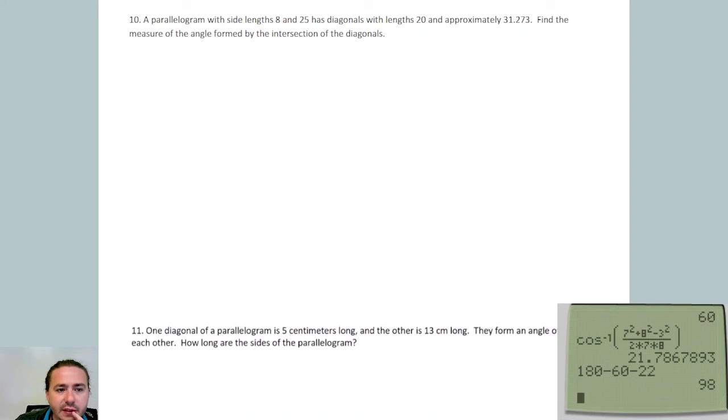All right, so it says a parallelogram with sides 8 and 25 has diagonals with lengths 20 and approximately 31.273. Okay, I'm guessing that's going to be an irrational number, and we're going to have to round that. Find the measure of the angle formed by the intersection of the diagonals.